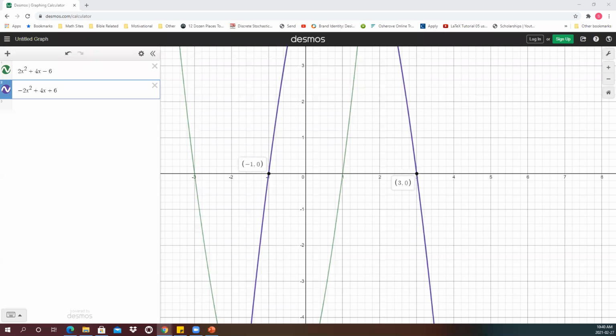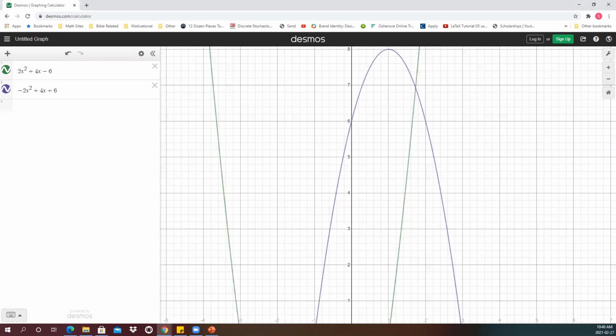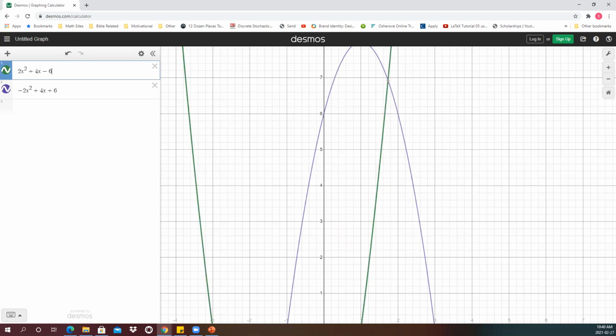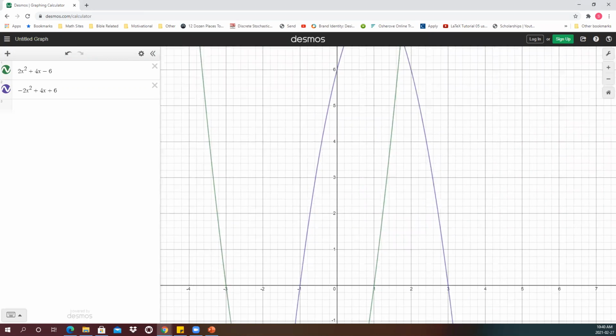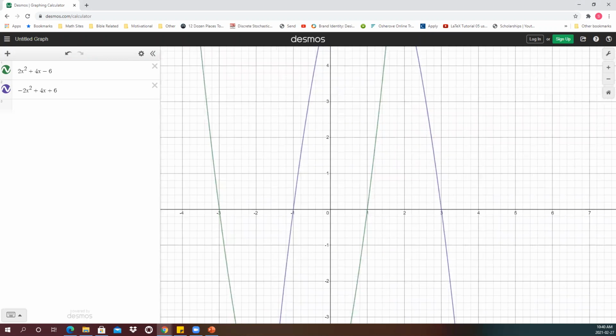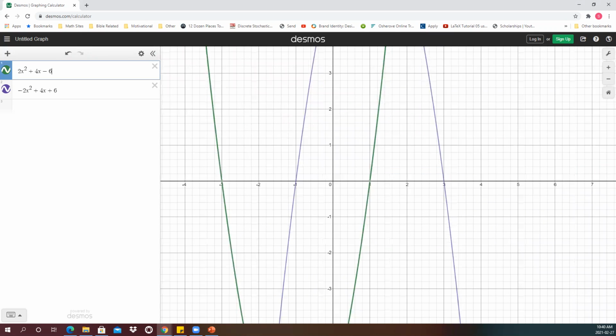All right, so if we are looking at these 2 graphs, number 3 and number 4. Number 3 is the green graph, 2x plus 2x squared plus 4x minus 6. We're going to look for the solutions for this quadratic equation. And the solutions for it would be where it cuts the x-axis, right?